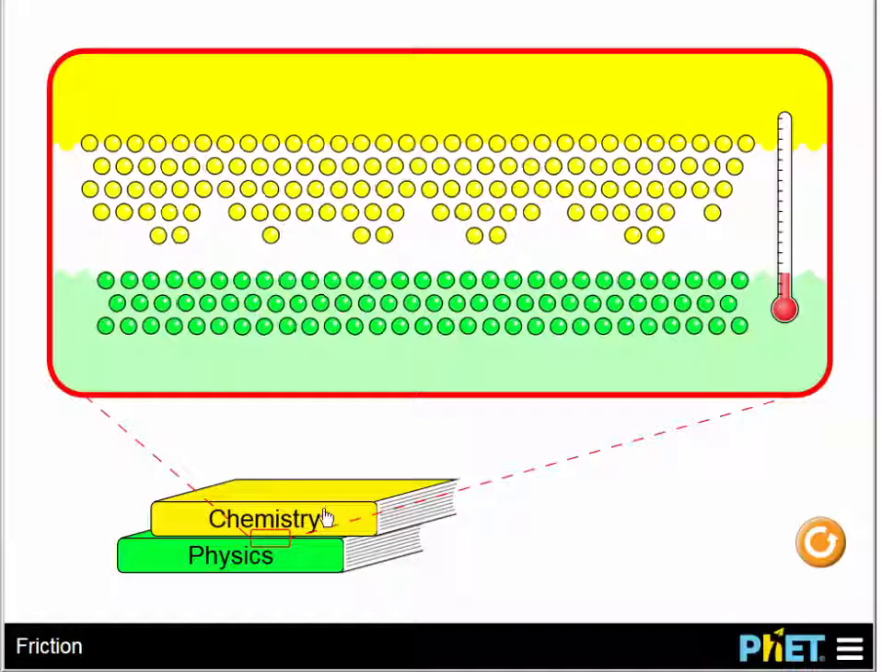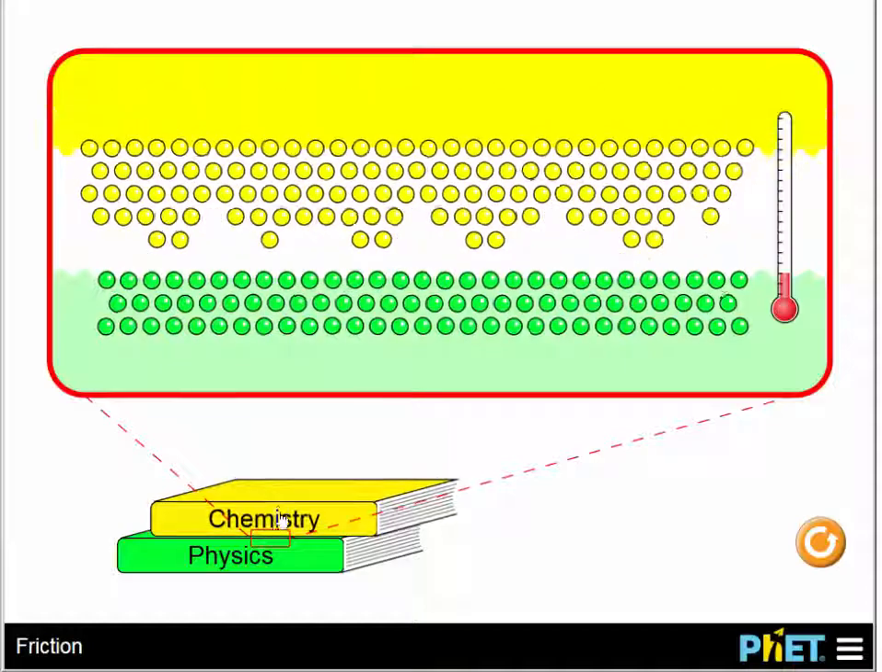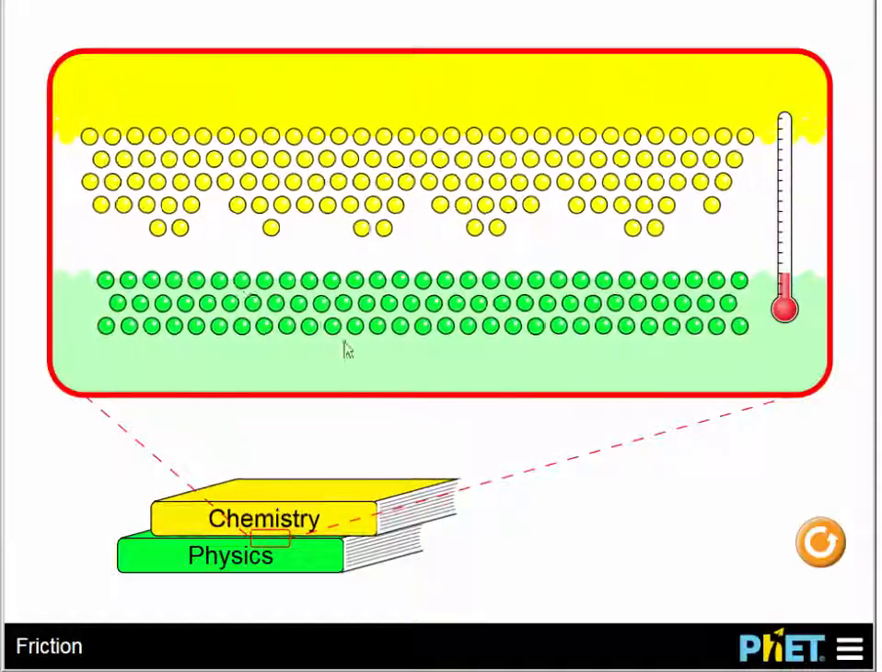Essentially I'm just going to have you rub these books together, and you can see that this little square right here is a big fancy zoom-in, kind of like a microscope, of the chemistry book and the physics book. You can pick up the chemistry book and see it move up and down. Then I have you rub it together and make some observations on what's going on with the temperature.